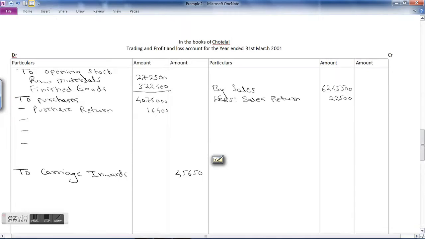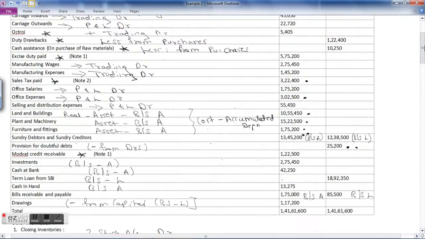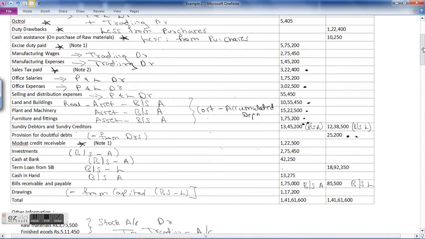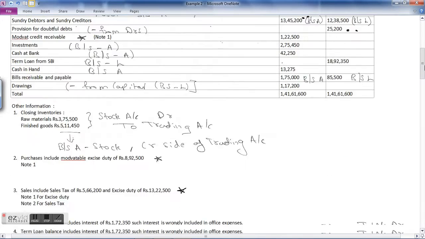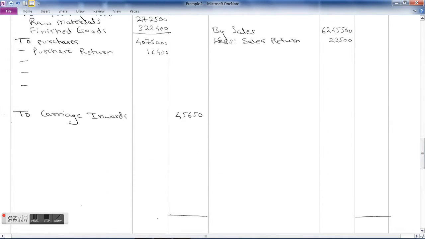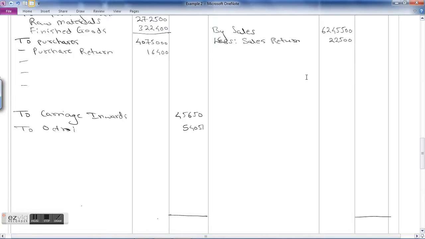Then the next one, octroi. Octroi is trading account debit side, 5405. So to octroi 5405, trading account debit side.